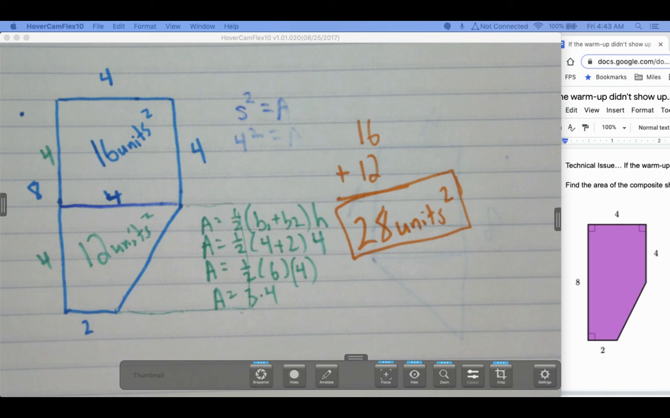We've practiced finding the area of trapezoids, which is a tricky thing, but we learned it near the beginning of the year, and we've reviewed how to find the area of some of the other shapes.